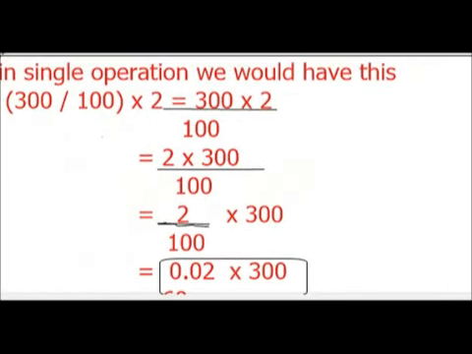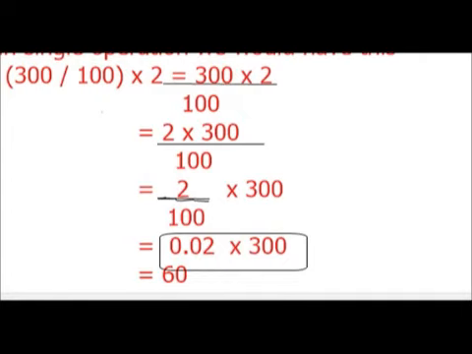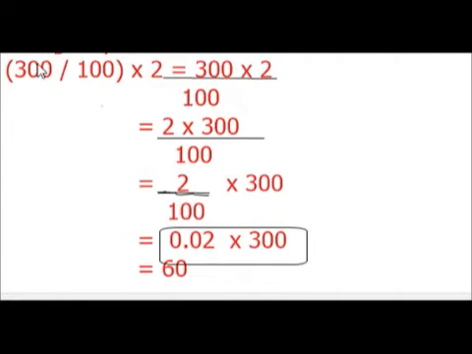What do you think? For a single operation, we're going to have the same thing, but we just write one single operation here. And since we can move those values for multiplications, instead of 300 times 2, we can have 2 times 300. And finally we can write it also like 2 over 100 times 300.